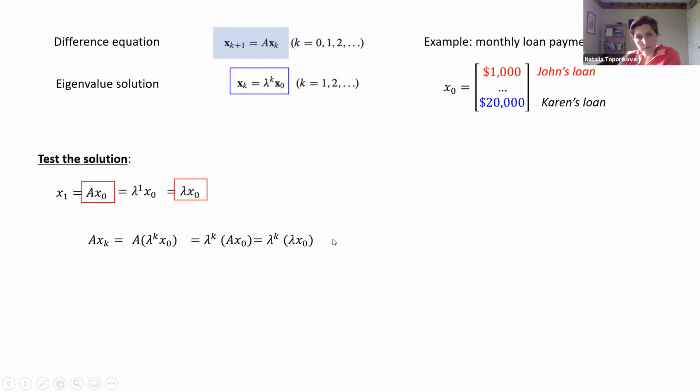Okay, so we have lambda here, lambda there. Why don't we combine them together and write lambda to the power k plus 1 times the initial vector x0. And that, by the definition of our solution, would be x k plus 1. You can practice by taking the solution in the blue box and putting k plus 1 instead of k, and you will find exactly the same values here. So we started with matrix A times xk, and we end up with our vector x k plus 1, the solution to the next time step. So it seems indeed our solution, lambda to the power k times x0, is a solution. So we can use our eigenvalue solution as a shortcut.